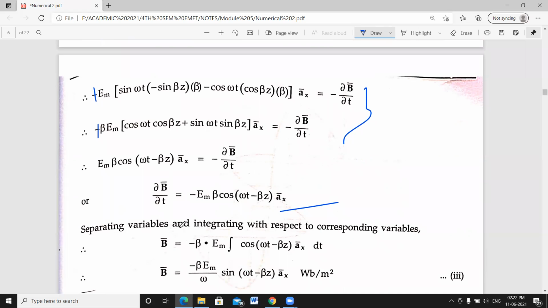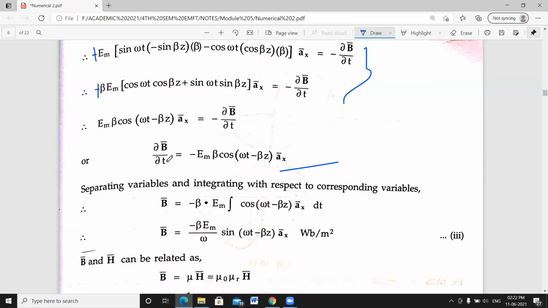Then separating variables and integrating with respect to the corresponding variable, what will I get? I want B, right? If I integrate, I will get B only. For that reason, B is equal to minus β Em integral of cos(ωt − βz) Ax dt. After integration, cos becomes sine, and B is equal to minus β Em divided by ω sin(ωt − βz) Ax webers per meter square.